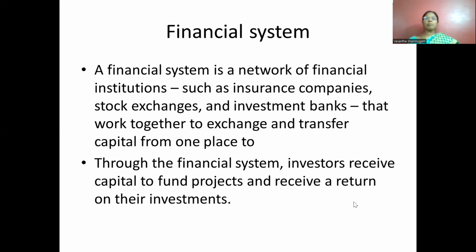So the financial system is a network of financial institutions such as insurance companies, stock exchanges, and investment banks that work together to exchange and transfer capital from one place to another. Through the financial system, investors receive capital to fund projects and receive better returns on their investment. This is the simple terminology I wanted to use to explain what a financial system is.